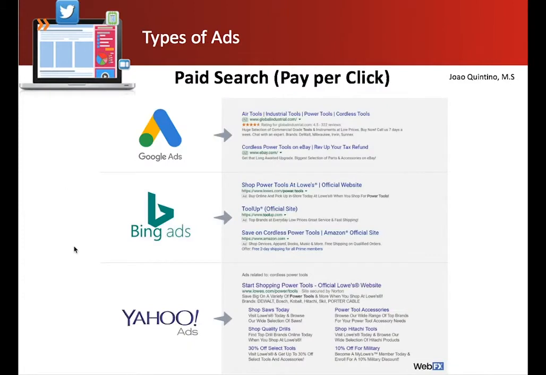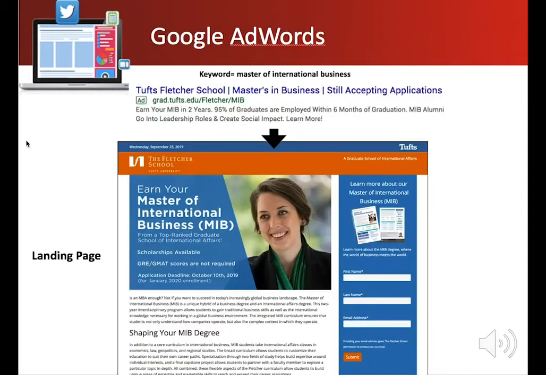The 3 most popular paid search engines are Google, Bing, and Yahoo. All the 3 platforms offer paid search advertising, and they all basically work the same way. Google is the number 1 in the world, so most of us use Google as the primary platform to do paid search advertising. This is another example of a Google ad.